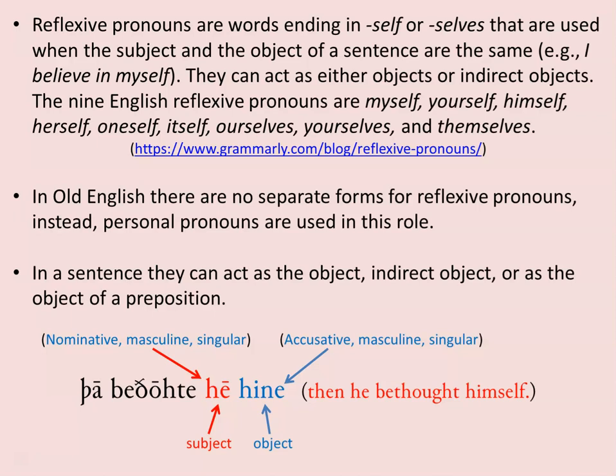Now in Old English there are no separate forms for reflexive pronouns, and instead just personal pronouns are used in this role. So in a sentence they can act as an object, indirect object, or as the object of a preposition. Now the object we have in blue, the subject in red, and the indirect object in green, and you'll see that it occurs in the dative. But it also can be the object of a preposition, and we'll come to some examples involving all of these.